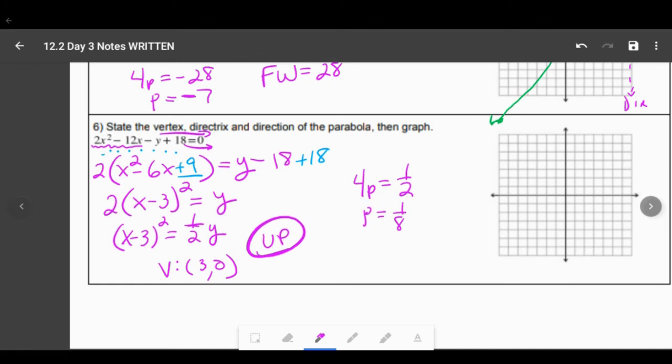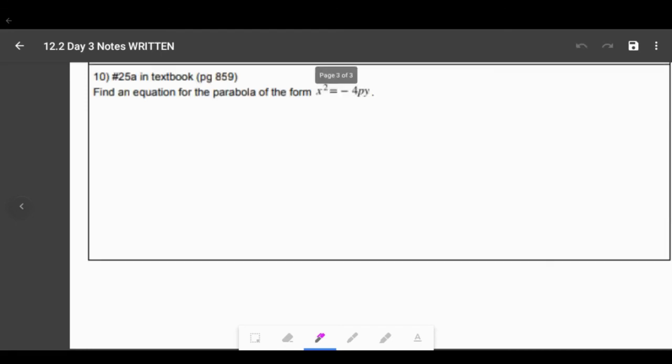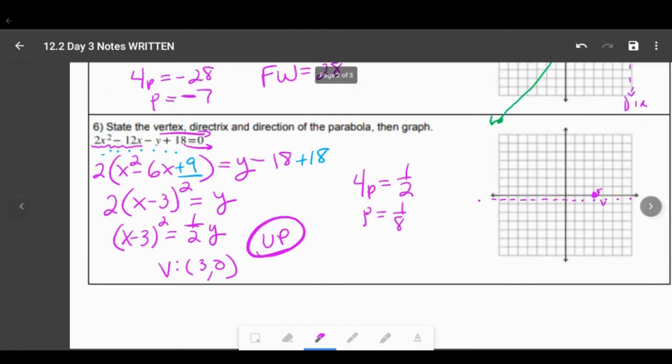So if I start at 3, 0, that's my vertex, I have to go up 1/8 to get the focus. It's almost like on top of each other, and you can't even see it. My directrix is 1/8 the other way. Whoops, I don't want to go to the next page yet. 1/8 the other way, so that means my directrix is y equals negative 1/8. That is the equation of my directrix.